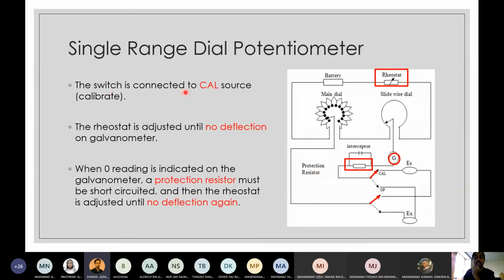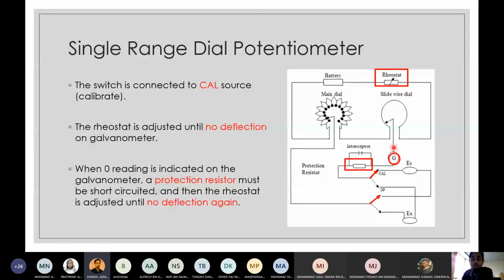First, the switch is connected to the calibrate point, as indicated by the red arrows here. Now we have a standard cell. The standard cell 1.019 volt, we put it at ES. So we have the circuit connected here, passing through the dial, the battery, rheostat, and the connection point to the galvanometer and the protection resistor, and it goes back to form a complete circuit. We adjust the position of the rheostat until there is no deflection on the galvanometer. We adjust the resistance until there is no current flowing in the circuit.